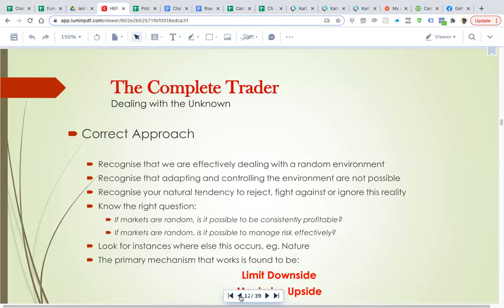That would be the right question, but most people wouldn't even think to ask that question, because when it comes to this, again, it's the wrong word, but this probabilistic mindset, a correct or a complete probabilistic mindset, a complete trader's mindset, would take all of that into account.